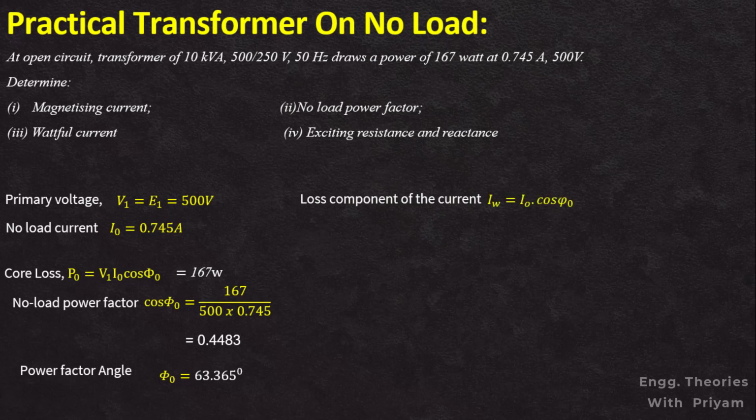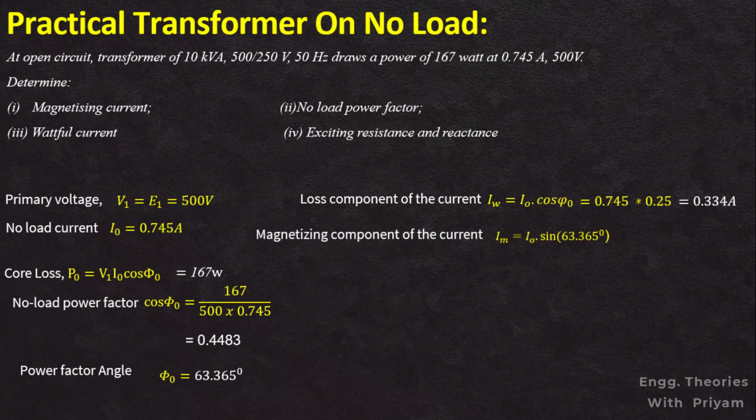Now the loss component of the current IW is equal to I naught cos phi naught, and by putting the value of I naught as 0.745 and cos phi naught as 0.4483, we can calculate the loss component of the current IW as 0.334 ampere. Again, we can calculate the magnetizing component of the current IM as I naught sin phi naught, which is equal to 0.745 into sin 63.365 degree, or 0.968, which will be equal to 0.6658 ampere.